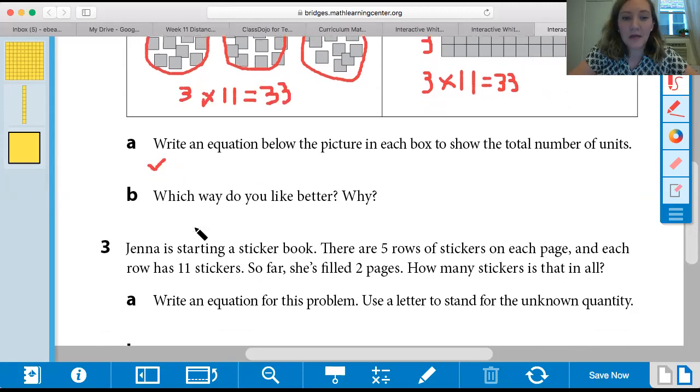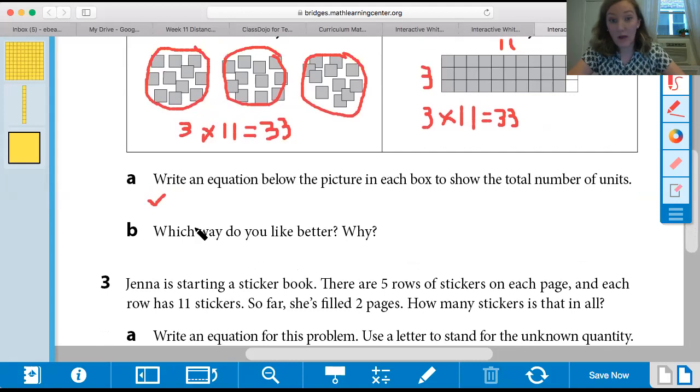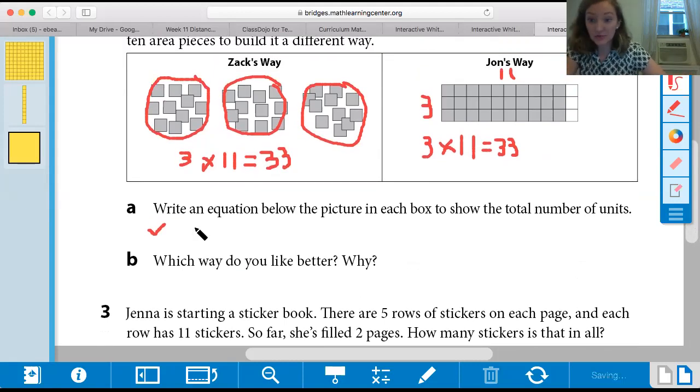Which way do you like better and why? So go ahead, pause the video and answer this now. It's totally up to you. There's no wrong answer. This is your opinion. Do you like it this way or this way better? And why? Go ahead and explain. Maybe you like the way this looks better. You feel like this is clean and neat. You feel like this is more fun. Totally up to you. Go ahead and write your answer here. Do you like Zach's way or John's way?